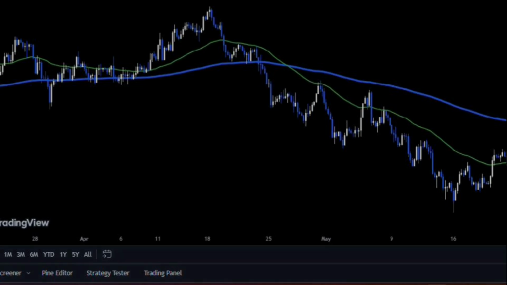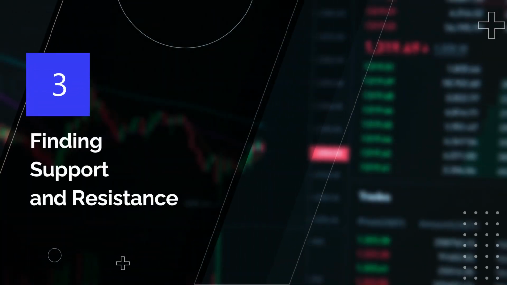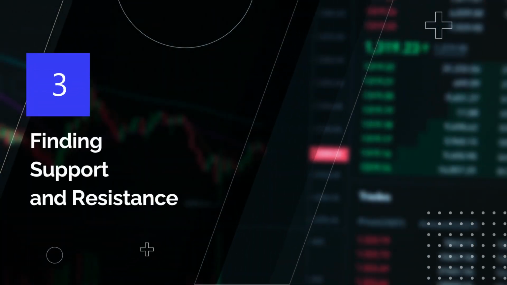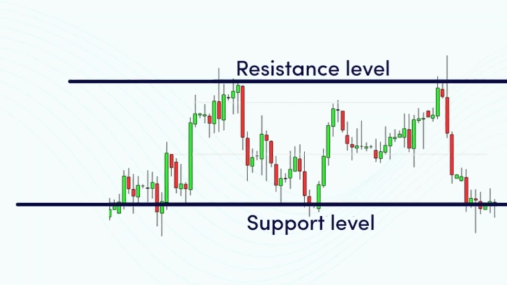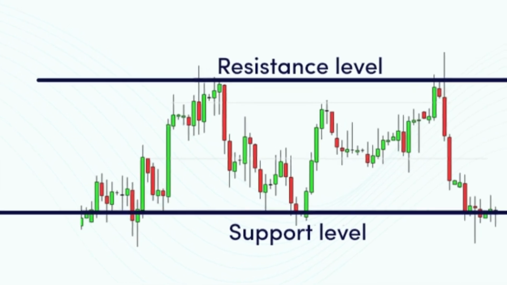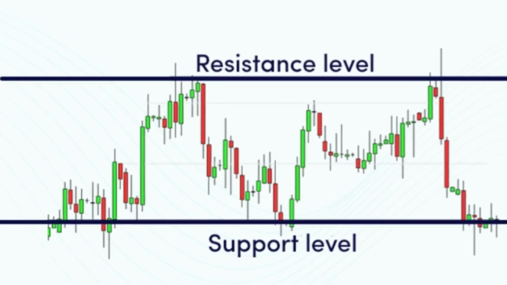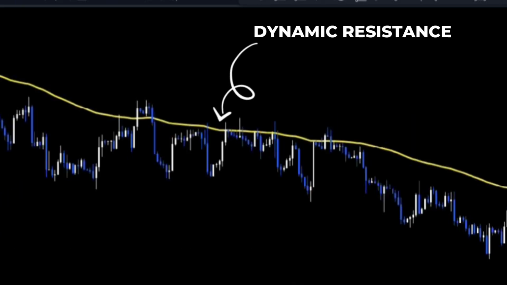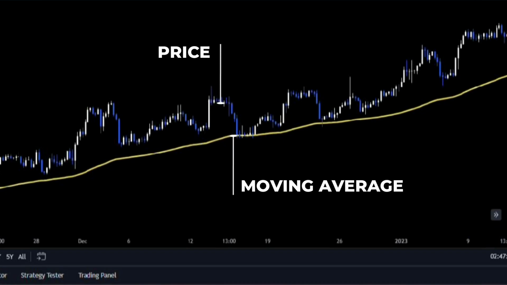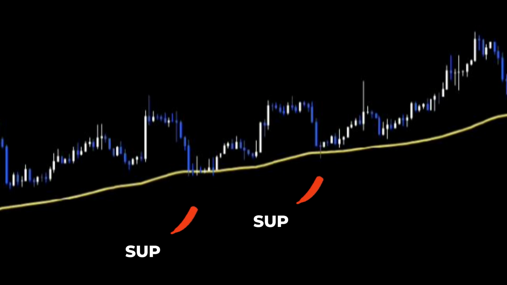Alright, now let's dig into how moving averages can help us spot those ever-changing support and resistance levels. Usually support and resistance are like price zones where we expect the market to bounce back. But with moving averages, we get dynamic levels that keep up with the trend. Pretty cool, huh? In an uptrend, the price tends to hang out above the moving average line. When it comes back down to say hello, it often finds support, like a trusty friend. This means we might find a sweet buying opportunity near the moving average when the trend is our friend.